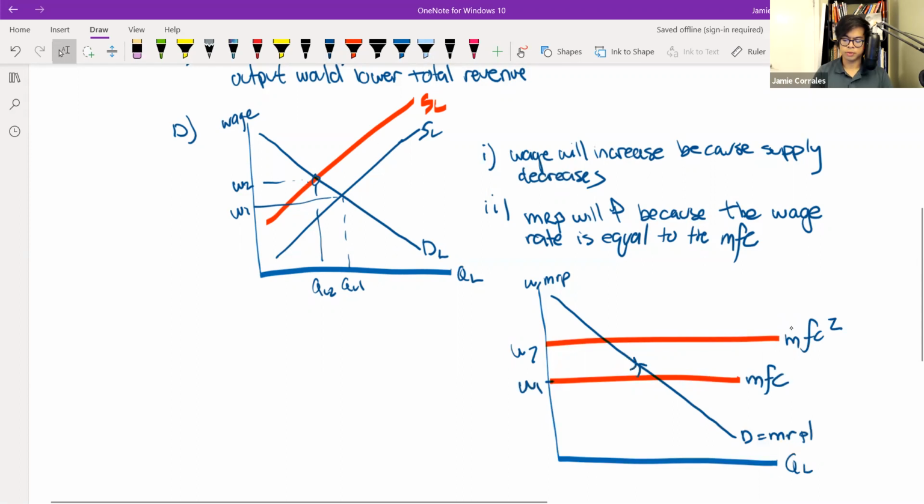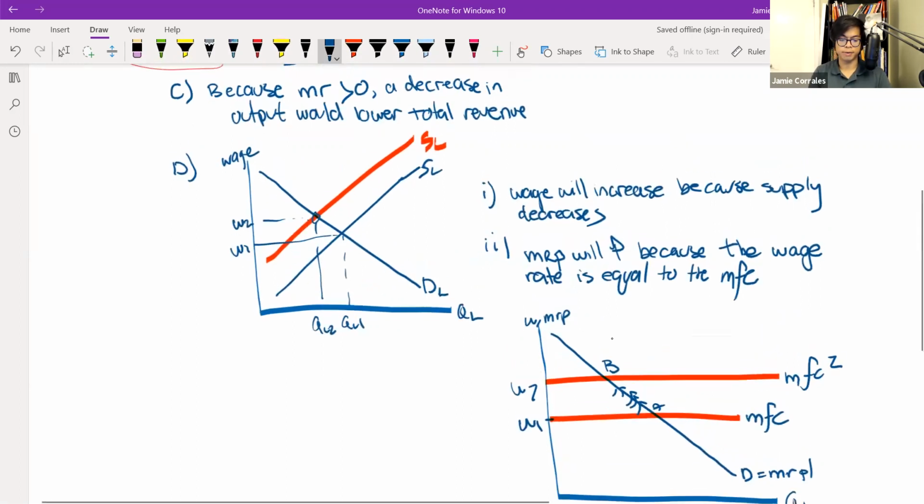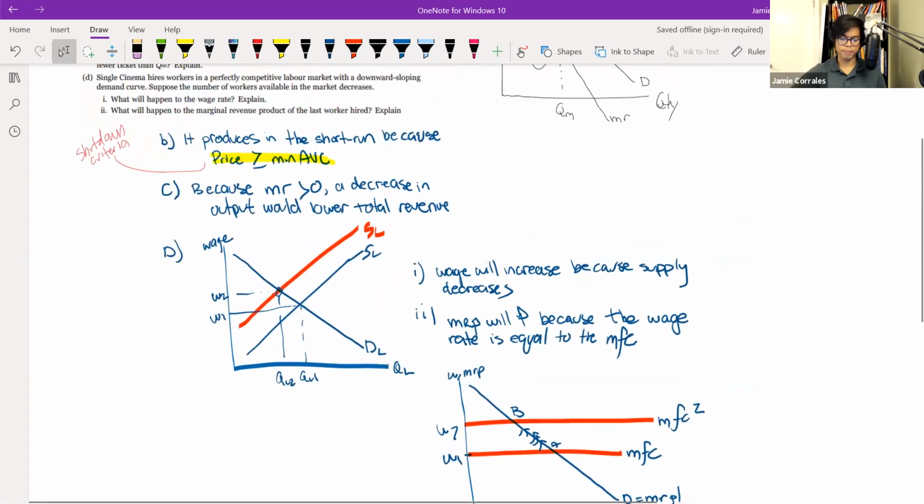And so as a result, the MRP is higher. So there's actually multiple ways of saying it. You could say that there's an upward movement along the MRP curve as wages or MFC increases, which I've shown illustratively. So that's one. And I'm gonna move on to the second question.